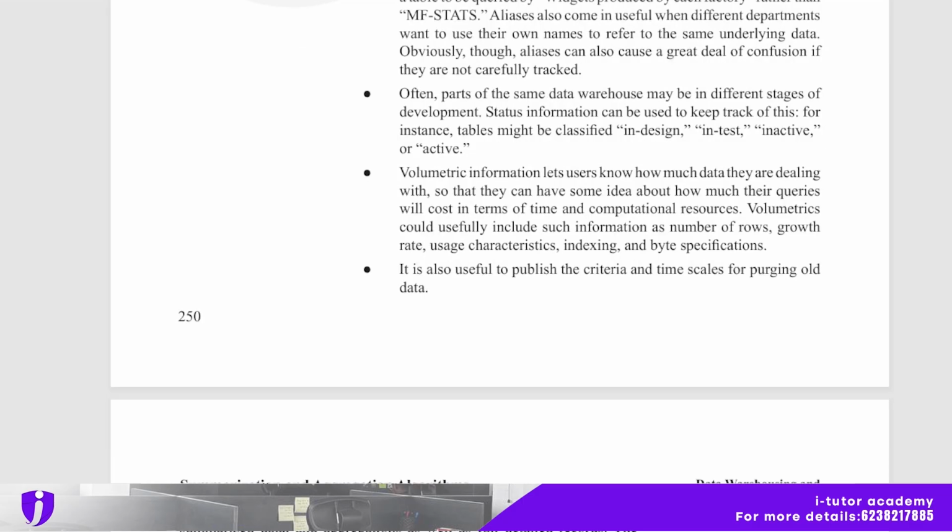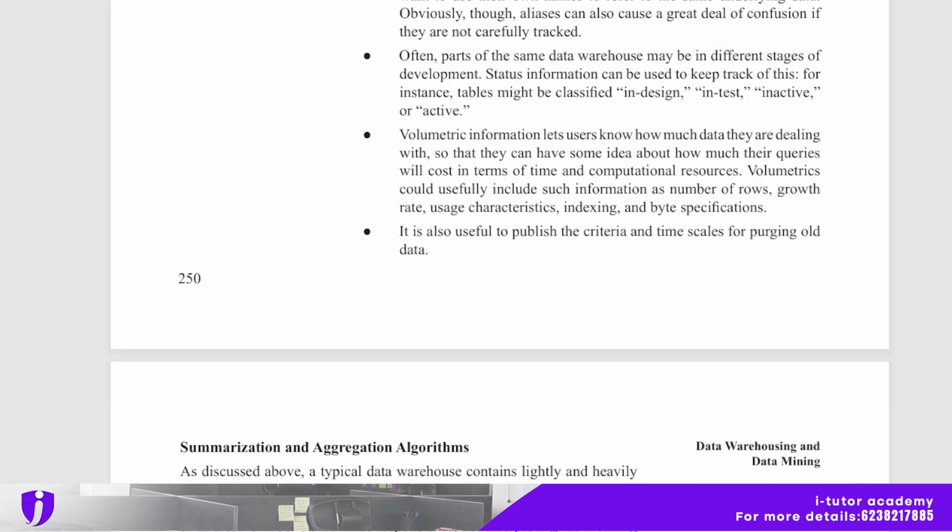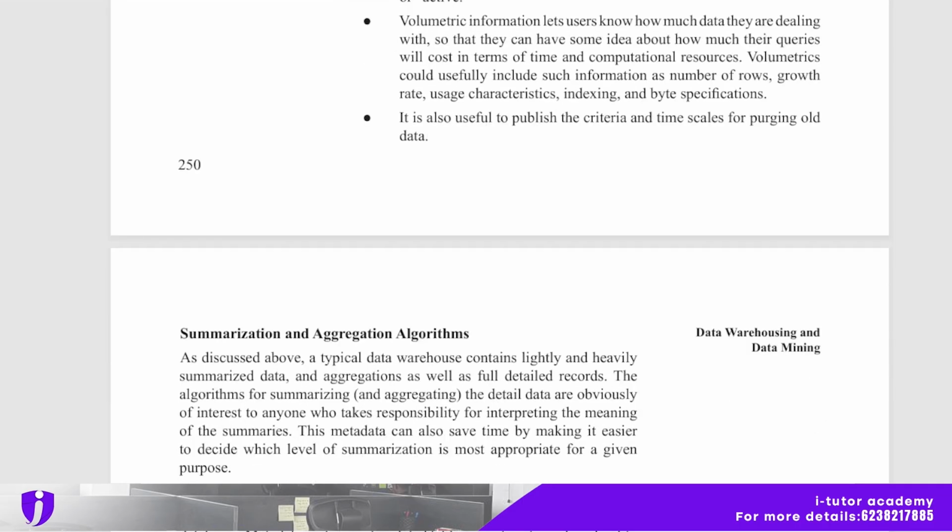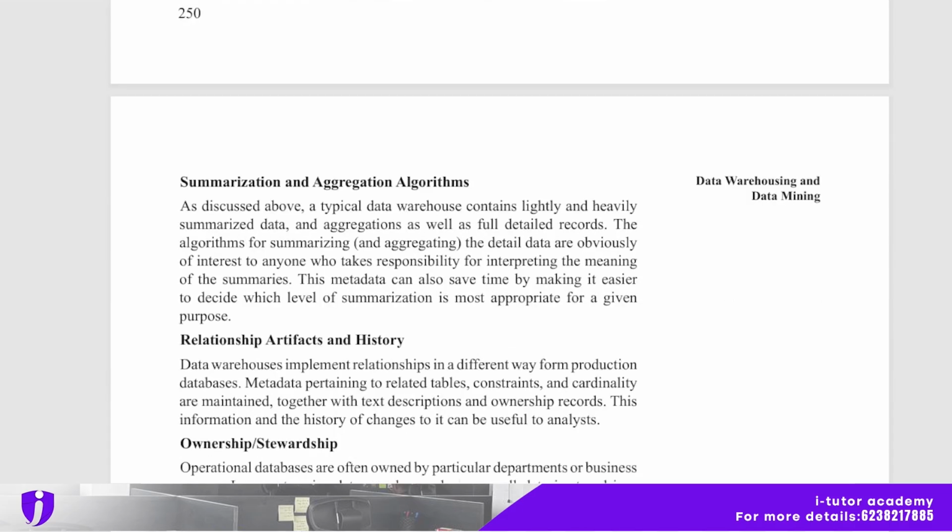And volumetric information lets users know how much data they are dealing with, so that they can have some idea about how much their queries will cost in terms of time and computation resources. Volumetric information could usefully include such information as number of rows, growth rate and usage characteristics, indexing and byte specification. It is also useful to publish the criteria and time scale for purging old data.